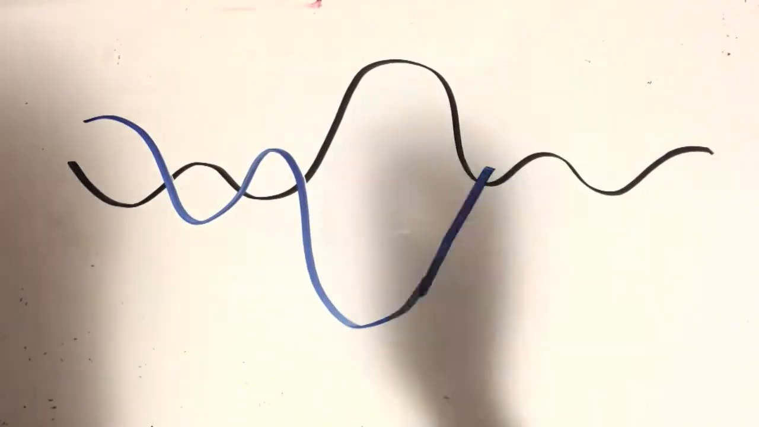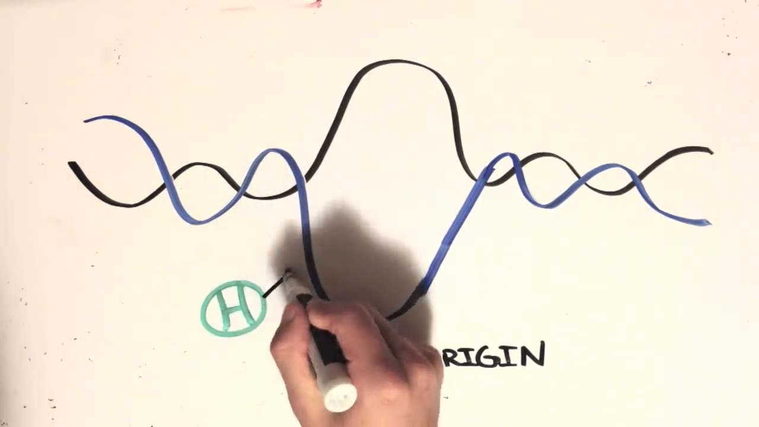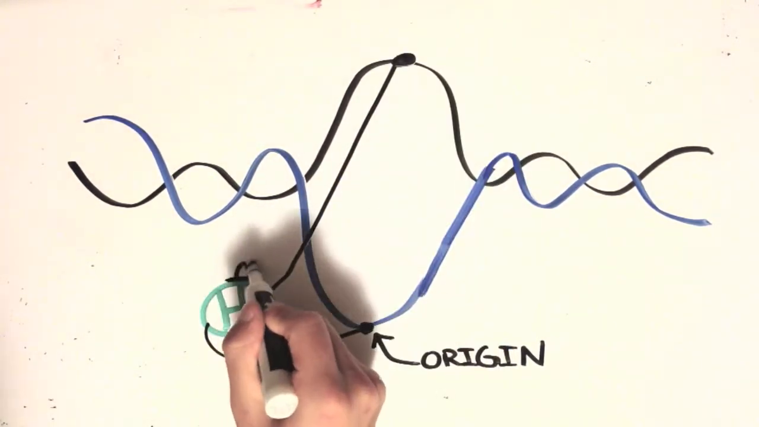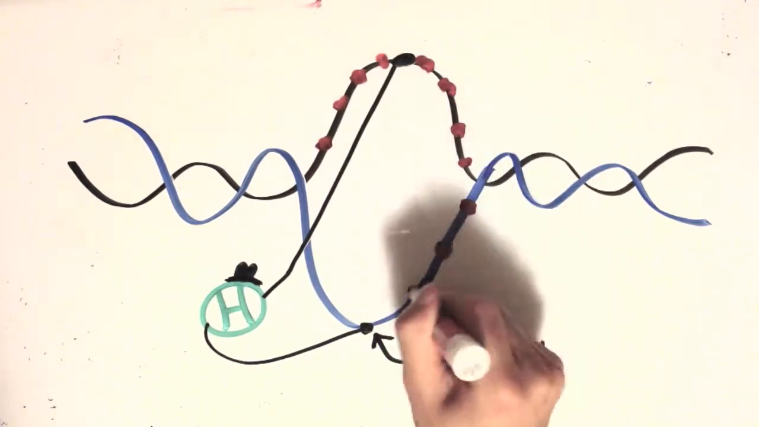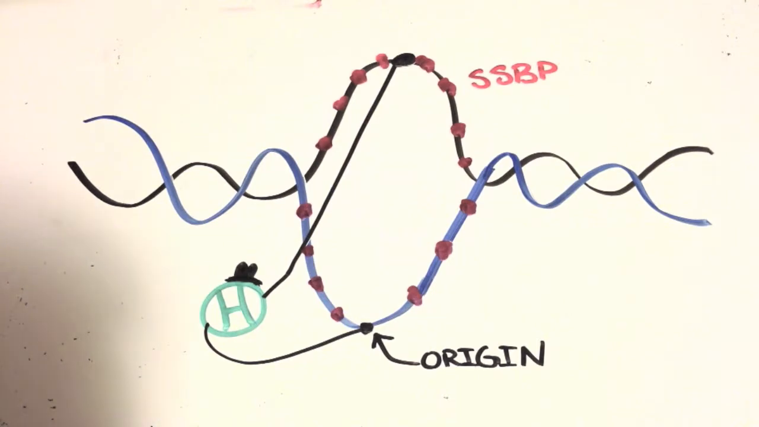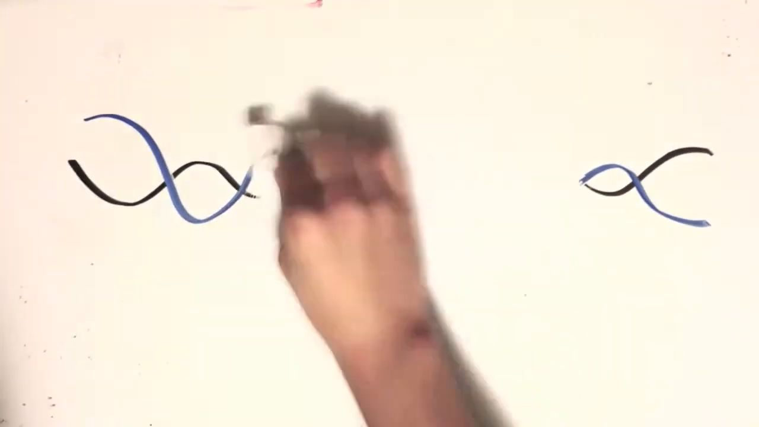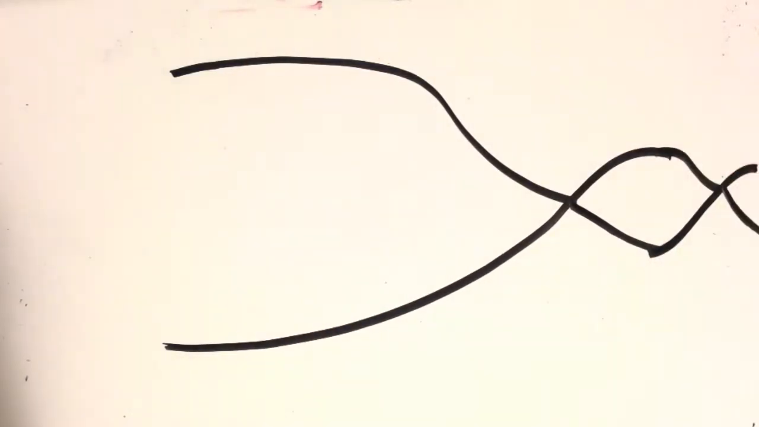To begin replication, helicase attaches to the DNA at the origin of replication. It pries the DNA open by breaking the hydrogen bonds between the nucleotides. In addition, he uses special gadgets called single-strand binding proteins. These little guys hold the double strand open so that 2 single strands are revealed and act as templates. This process continues down the line as helicase unzips the DNA.